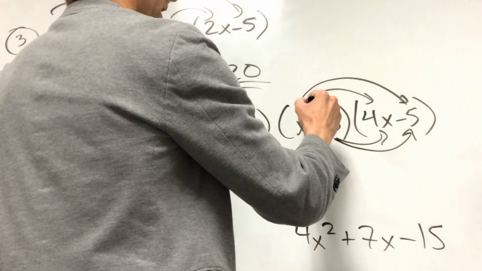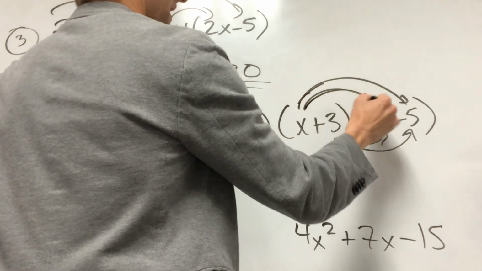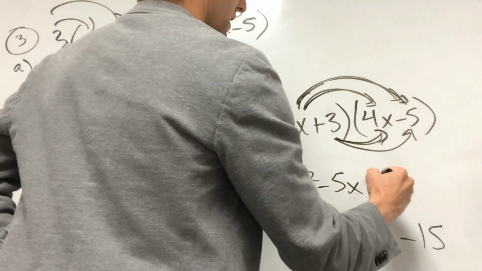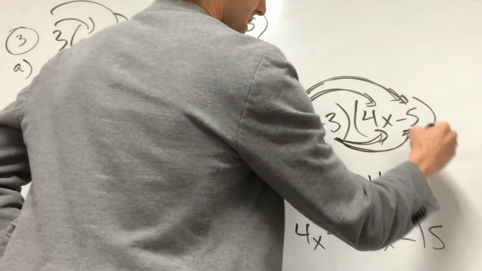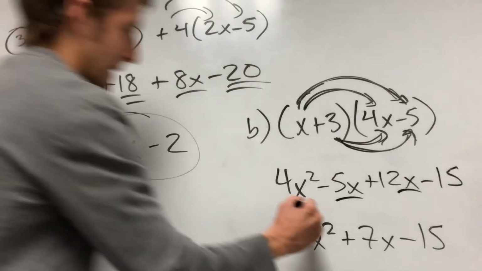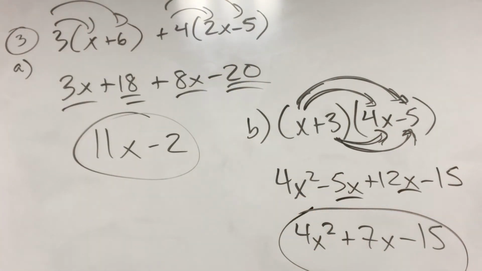So what do we have here? We had 4x squared minus 5x plus 12x minus 15. All right. Anyway, there you go. Know how to FOIL quickly, know how to factor quickly.